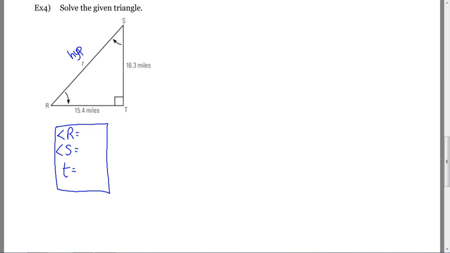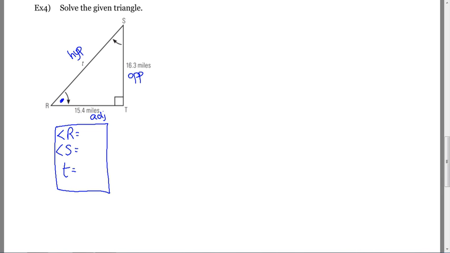Now here's the tricky part. We have to figure out what dot we're going to put on. So we have R and S. Either one will work. I'm going to start with R because alphabetically that's the first letter that comes. So I'm going to put my dot right there. So therefore this is my adjacent. This is my opposite. Okay, so I'm treating the R as my angle right now.